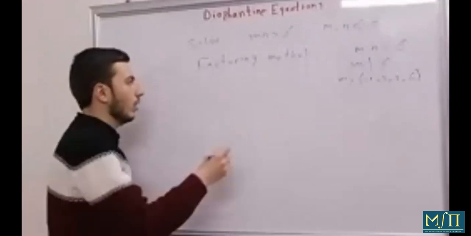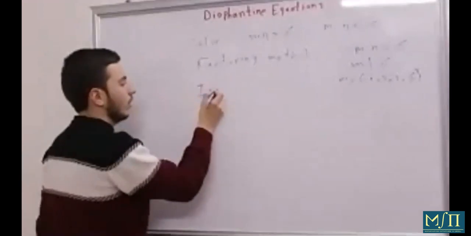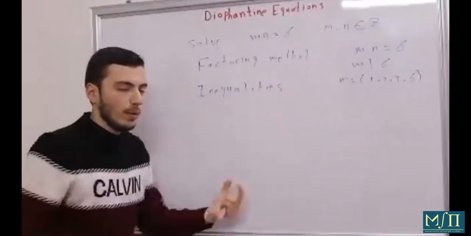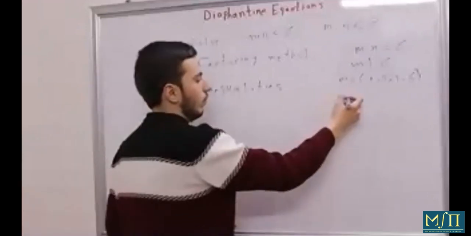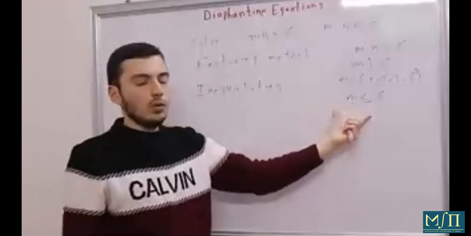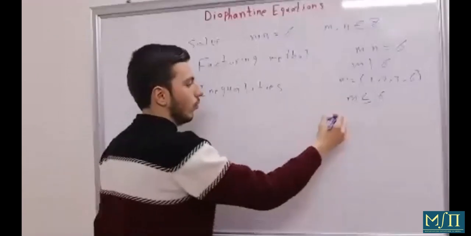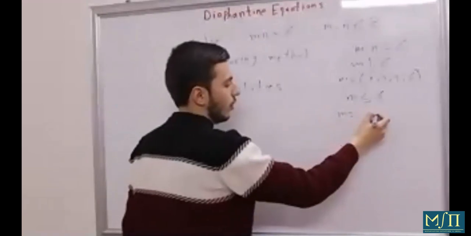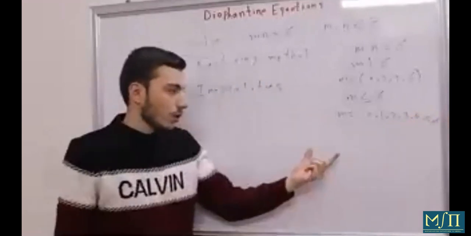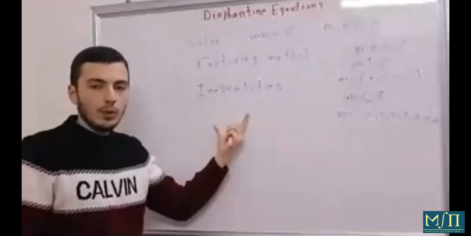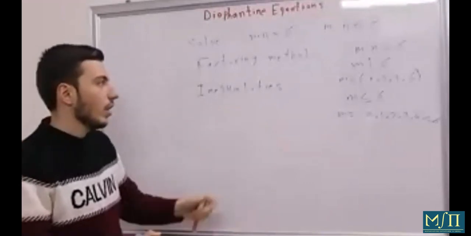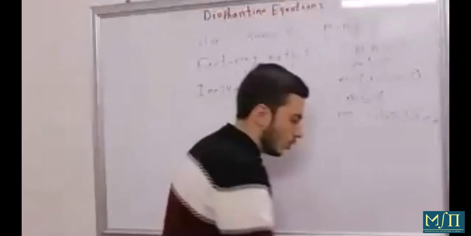There's also the inequality method. We can use inequalities. So for example, sometimes we can prove that m is less than, for example, 6, and we are solving it on natural numbers. So we have just m equals 0, 1, 2, 3, 4, 5, and 6. So sometimes we use inequalities, sometimes we use factoring methods, and of course there are other methods as well. We'll be discussing the factoring method in this session. So let's start.